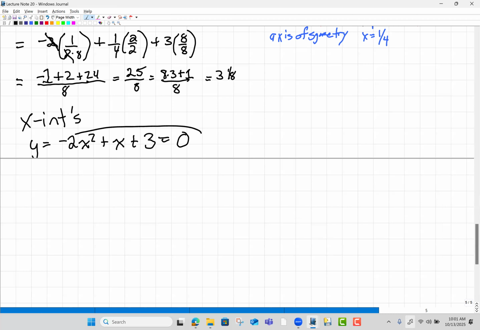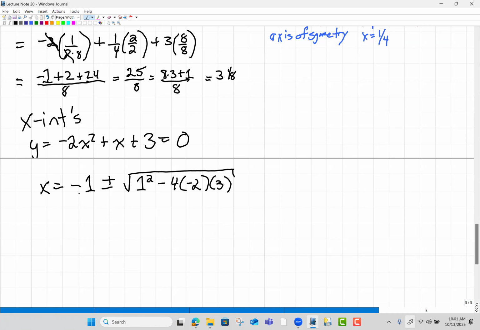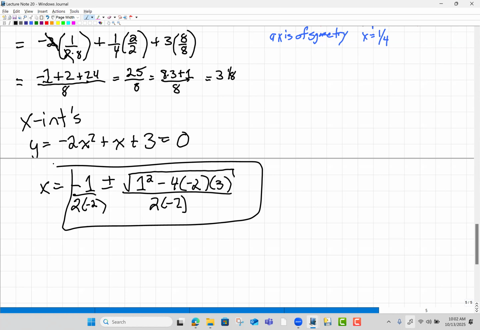So the answers to this equation are always negative b plus or minus the square root of b squared minus 4ac, and everything divided by 2a. Now, as a mathematician, I'd be like, there's the answers, right? But most people like their answers simplified. And the rest of this is not algebra, it's just arithmetic.